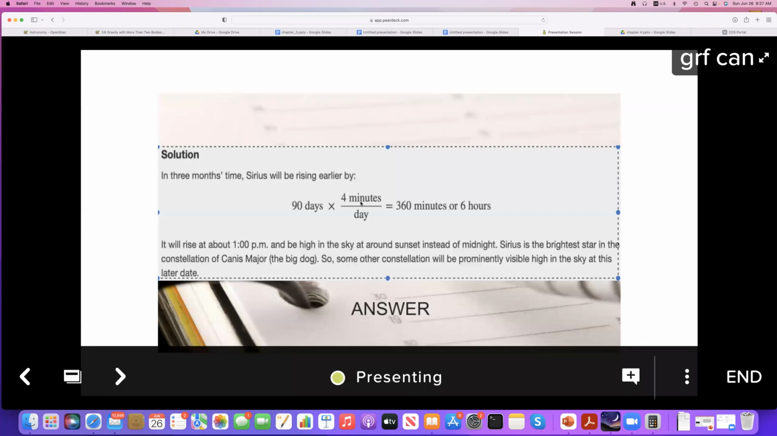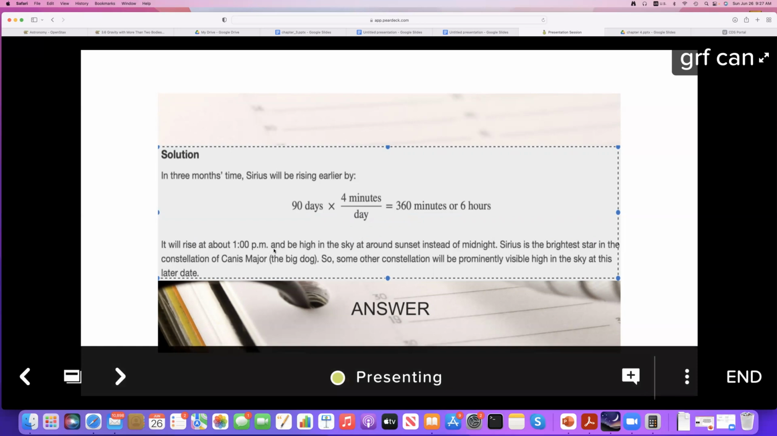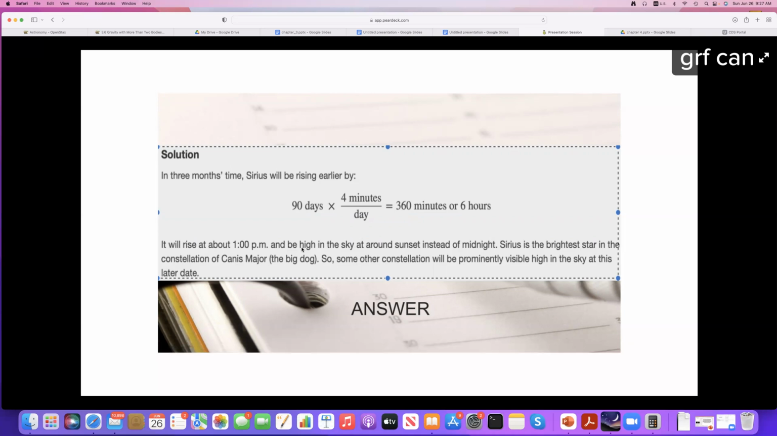So what will happen is, if you multiply 90 days by 4 minutes, that will be equal to 360 minutes, or 6 hours. So that means if this particular star rises at 7 p.m. today, after 3 months, this particular star will rise 6 hours earlier. So that is at 1 p.m. Right? So that means at 7 p.m. you should be able to see this particular star high in the sky, right? When the sun is setting, right?